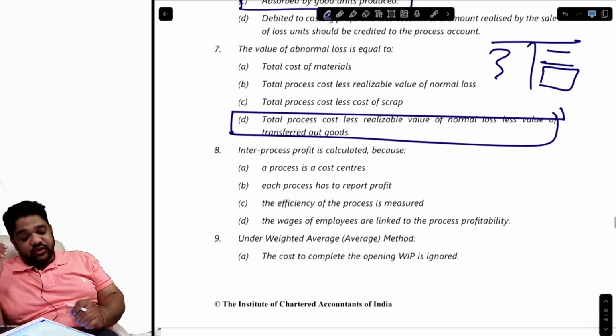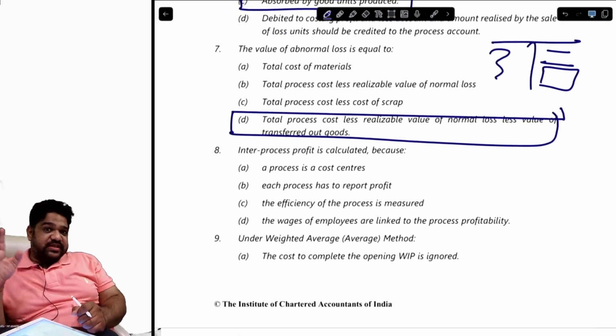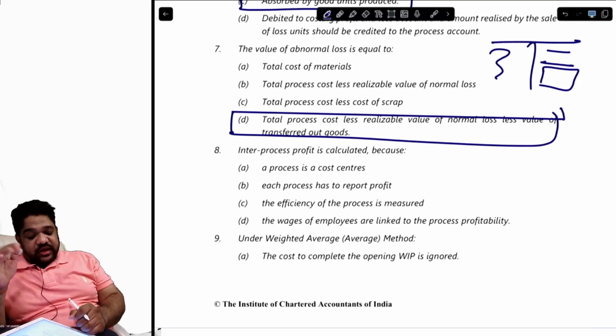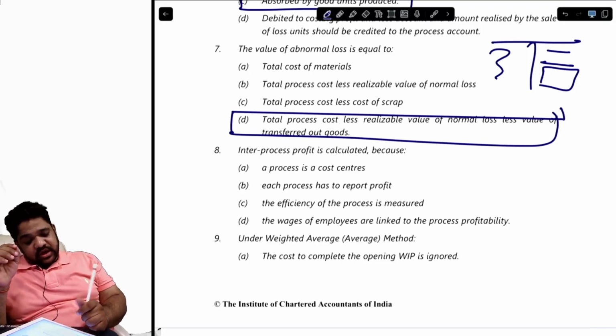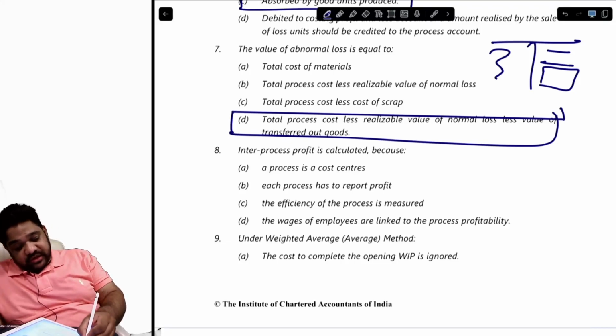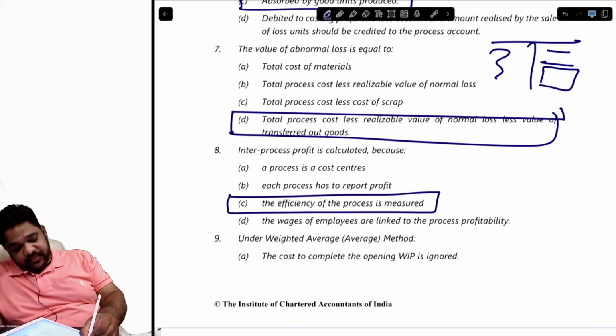Inter-process profit is calculated because the process is a cost center. See, if a process is a cost center, they are not worried about profits. So this is out. Each process has to report profit? Not necessary. The efficiency of the process is measured. Yeah, this could be it.